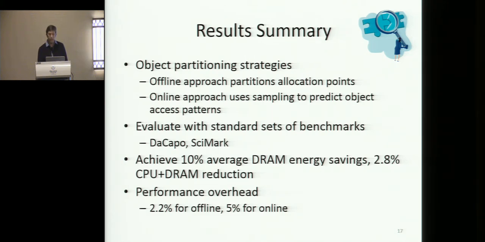So we evaluated each of these approaches with two standard sets of Java benchmarks, and you can read about all of these results in the paper. We found that on average, the two approaches achieve about 10% DRAM energy savings. The offline approach does slightly better when we look at combined CPU plus DRAM energy, with a 2.8% reduction. And there is some performance overhead with this technique. When we look at just the DaCapo benchmarks, the offline approach incurs a 2.2% performance reduction, while the online approach incurs a 5% reduction.